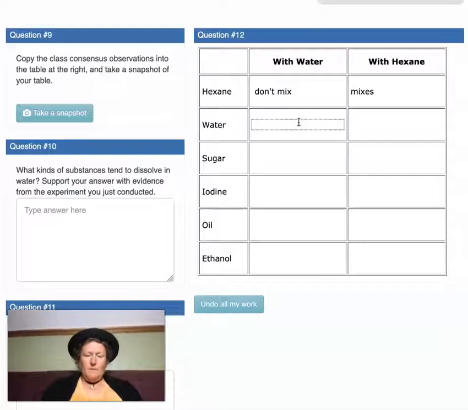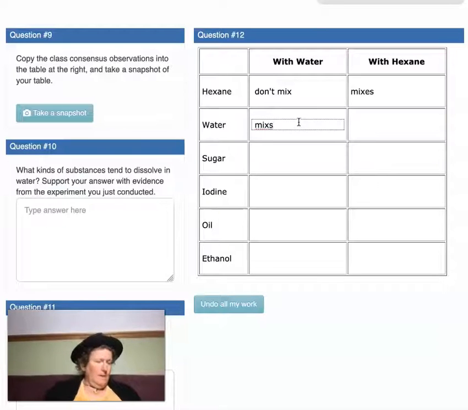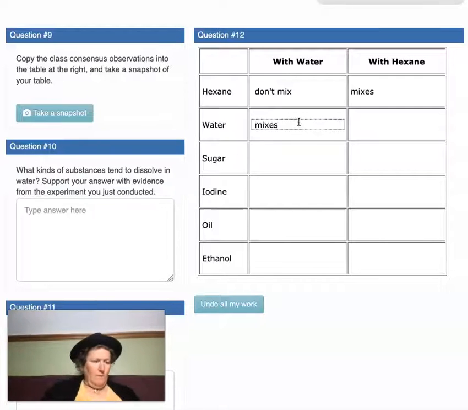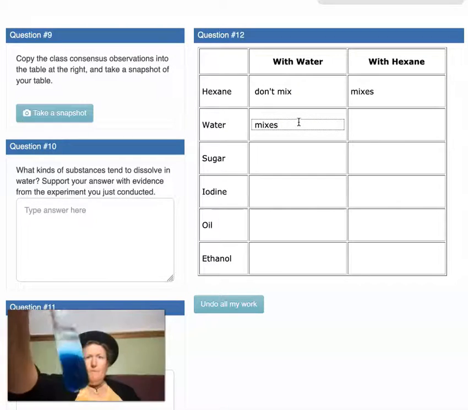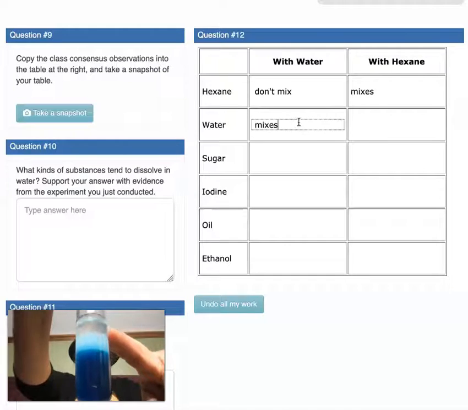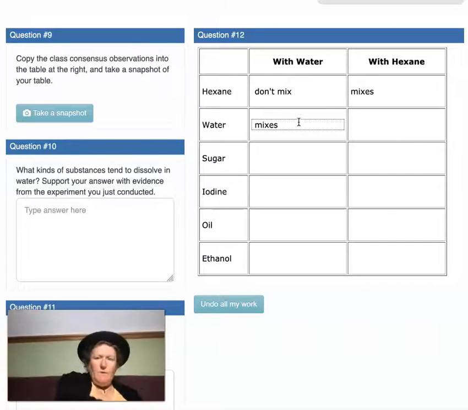Water with water we saw mixes. It's just plain old blue, pretty easy. And water with hexane doesn't mix. You get two separate layers, and eventually if it sits long enough, this layer in the middle that looks like it's mixing will go away. We'll check in with that in a little bit.